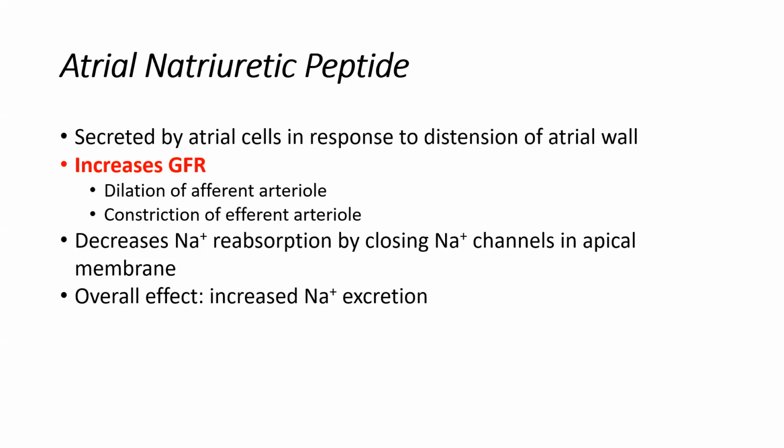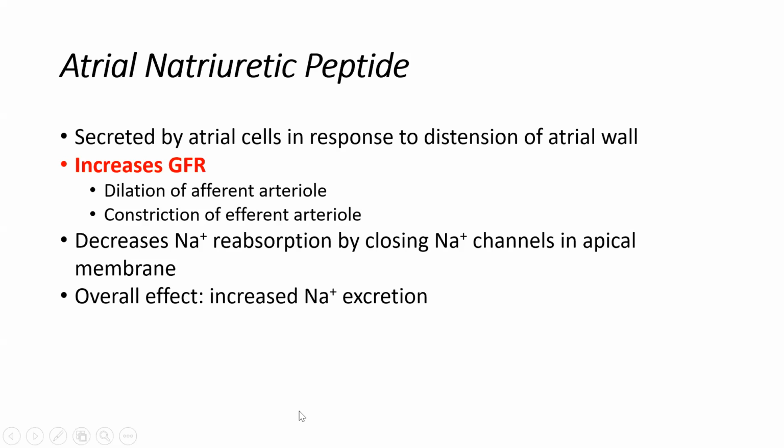I want you to think about aldosterone and ANP as antagonistic hormones. Aldosterone is going to increase sodium reabsorption as a response to decreased blood pressure. ANP is going to decrease sodium reabsorption as a response to increased blood pressure. So the trigger for ANP release is increased stretch on the walls of our heart, which is signaling increased blood pressure.